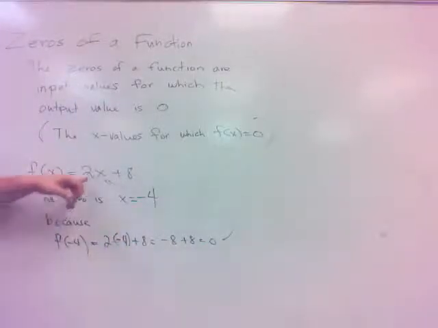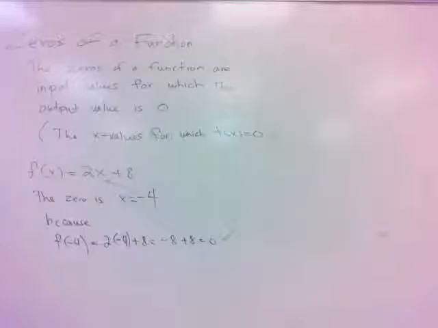The zeros are going to be those x values that make the function value come out to be 0. Okay? All right, now, how do we find them then? I gave you that one to start out with. How do we find the zeros of a function?